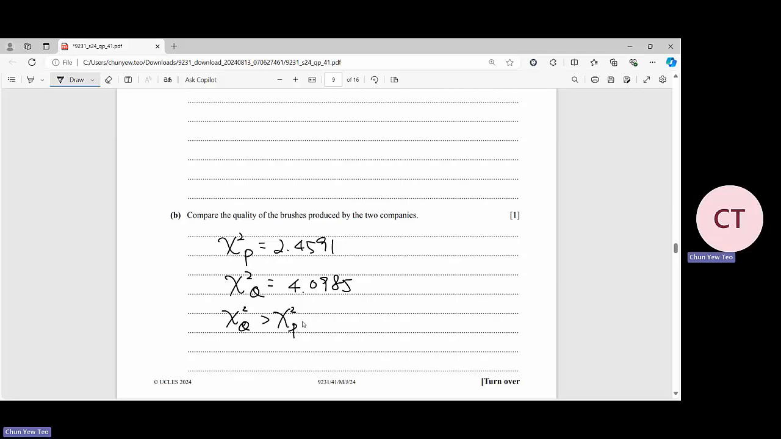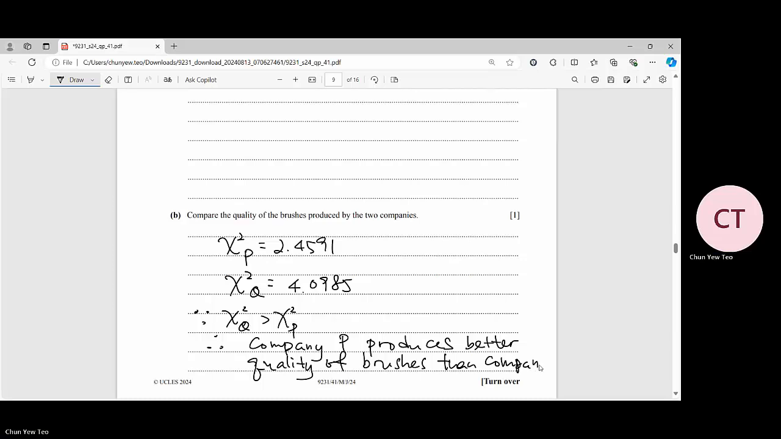So the bigger the chi-square value is, the more inconsistent it will be. The lesser the chi-square, the more consistent it is, which means the quality will be better. Therefore, company P produces better quality of brushes than company Q. So this will be the answer for number 5, part B.